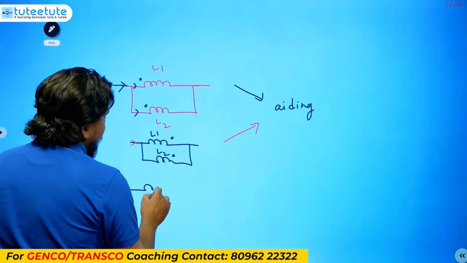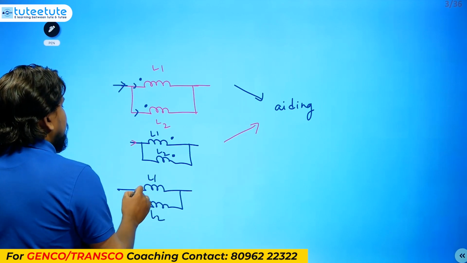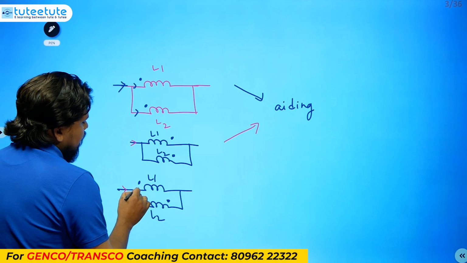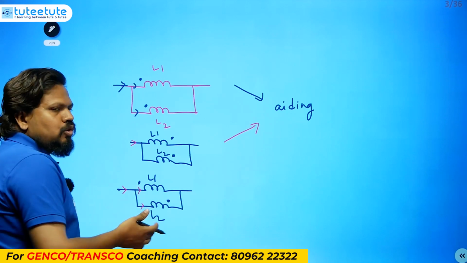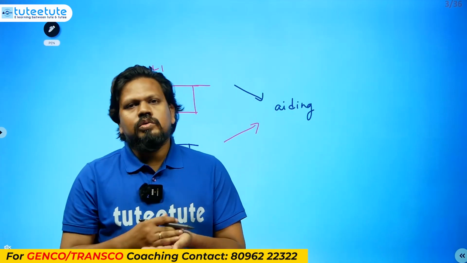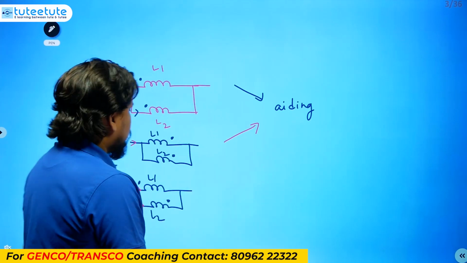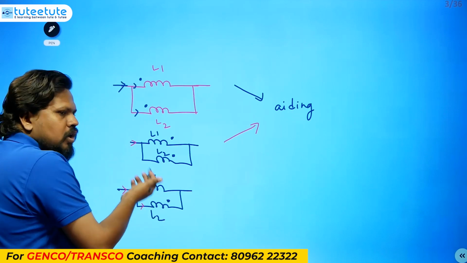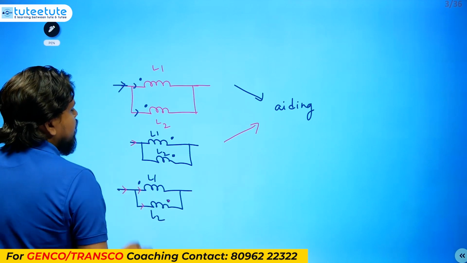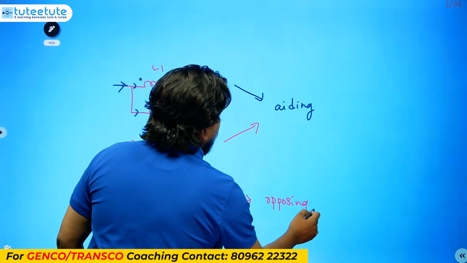Similarly for parallel, we need to check opposing also. This is L1, this is L2, with the dot here and the dot here, as per dot convention. Current is entering here. If two inductors or two resistors are connected in parallel, current will be divided according to their impedances, reactances or ohmic values. Anyhow, the current will be divided like this; it may be more or less, no problem for us. At this dot current is leaving, at this dot current is entering. So this is opposing.